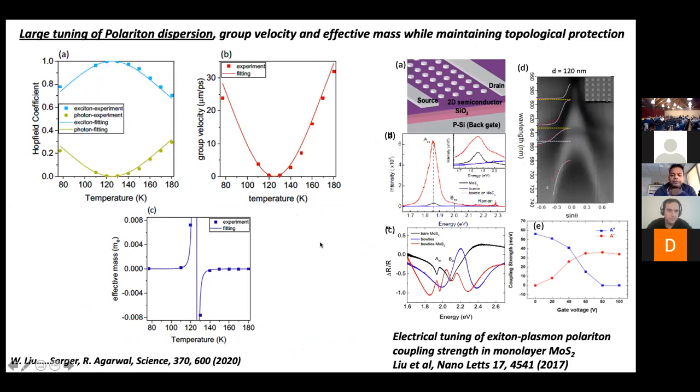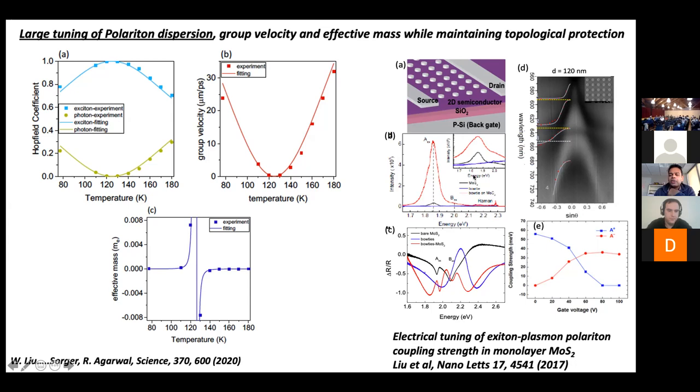So as I said, these are exciton polaritons. Can we manipulate them? The first experiment we've done is simply with temperature. Just by changing the temperature very slightly, we have shown the system still remains in this topological phase, but the group velocity can change by orders of magnitude. And that's very significant.